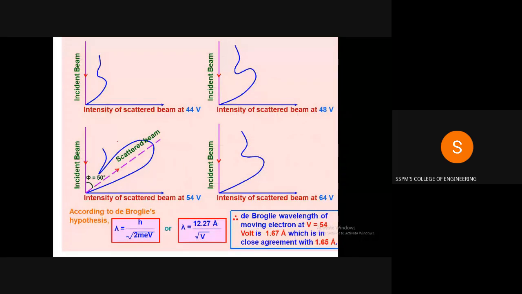At the same time, if you plot the graph between the intensity of the scattered beam versus the incident beam, then you will get different conditions. But here you can get the prominent situation where the intensity of the scattered beam is maximum. At which condition? At 54 volts as the applied potential, and at what angle? Angle of diffraction, that is phi equals 50 degrees. Okay. So the intensity of the scattered beam at 54 volts will provide you the maximum intensity of the scattered beam. Now, according to the de Broglie equation, lambda equals h upon square root of 2mEV.